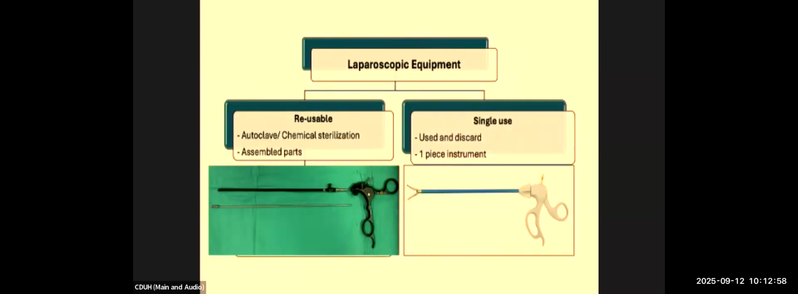Next, how do we classify the laparoscopic instruments? There is a reusable one, which can be autoclaved or chemically sterilized, and they are assembled parts. So you can see here in the diagram, the laparoscopy equipment can be disassembled for sterilization. However, there are single-use ones, which you use and discard. Usually this is a one-piece instrument that you cannot disassemble.